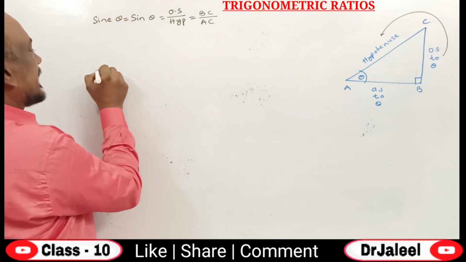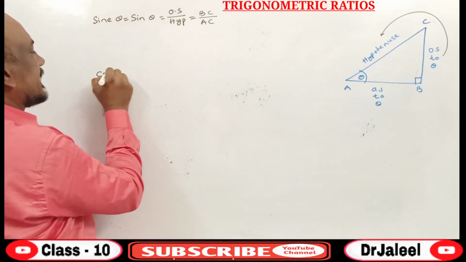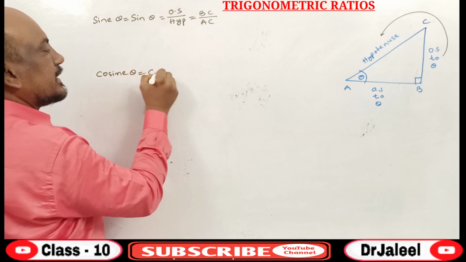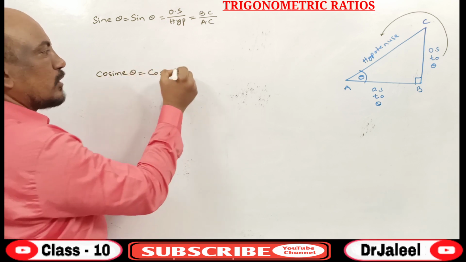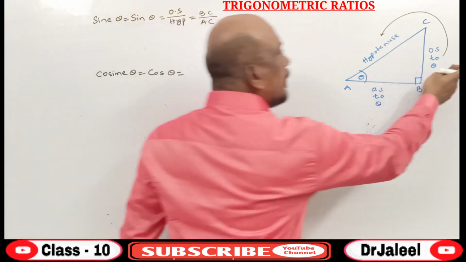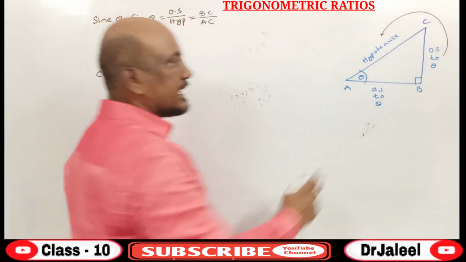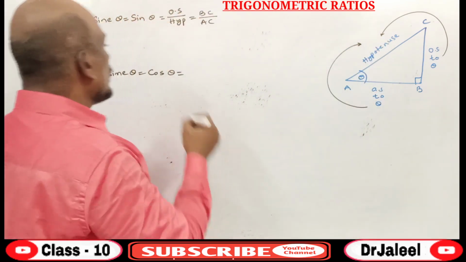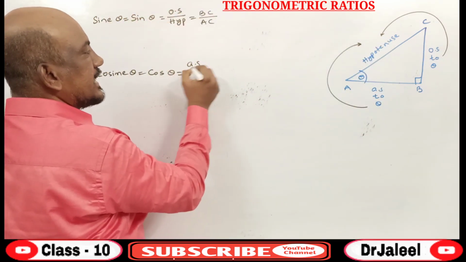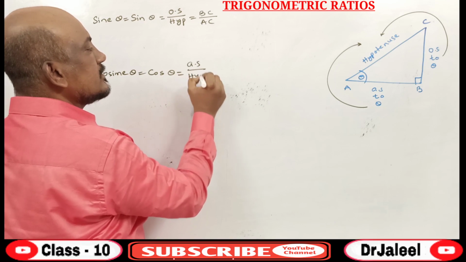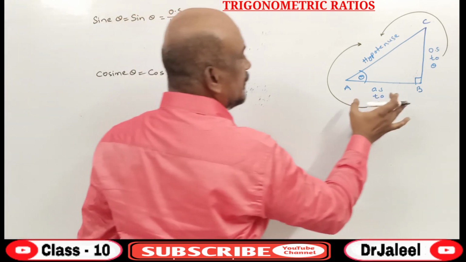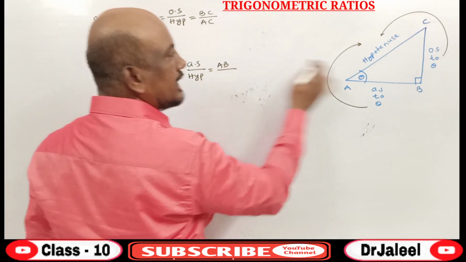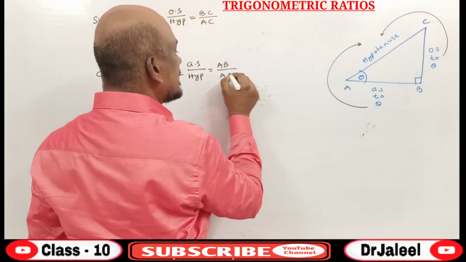Now let's go for the second one. The second one is cos theta. It is actually cosine theta, written as cos theta in short. So here, as opposite side by hypotenuse was sine, now adjacent side by hypotenuse is going to be cos theta. That is adjacent side by hypotenuse side. The adjacent side is AB and the hypotenuse, the longest side, is nothing but AC.